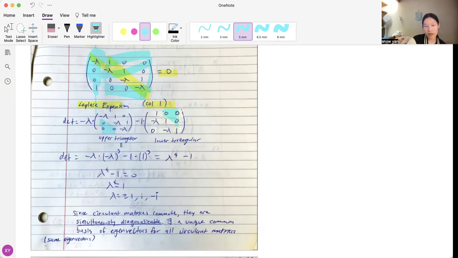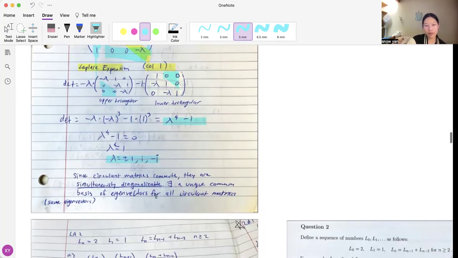And what we can do is in the front, we get negative lambda times negative lambda cubed minus 1 times 1 cubed. So we get this expression. So this is our characteristic equation, and we know that's equal to 0. So then we get our four roots, which are plus minus 1 and plus minus i.